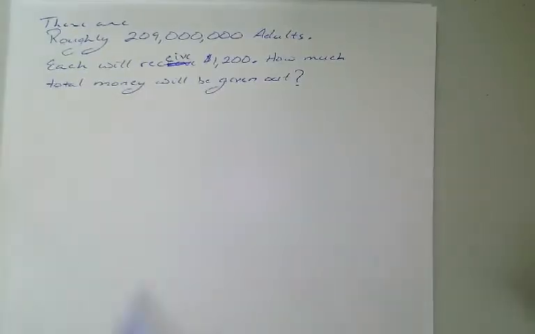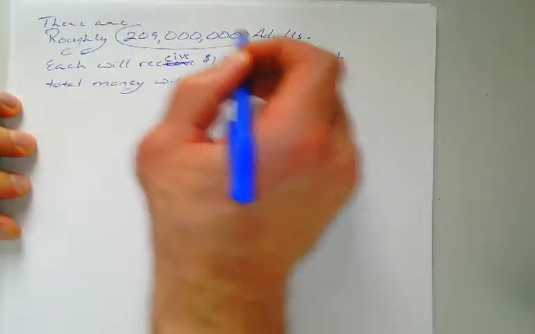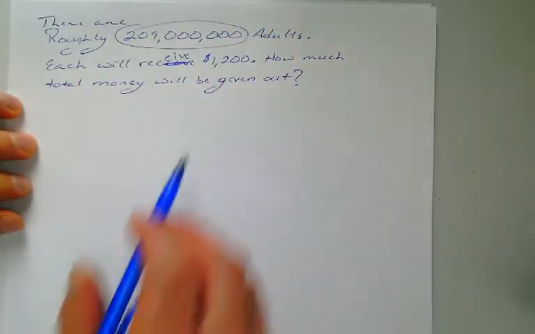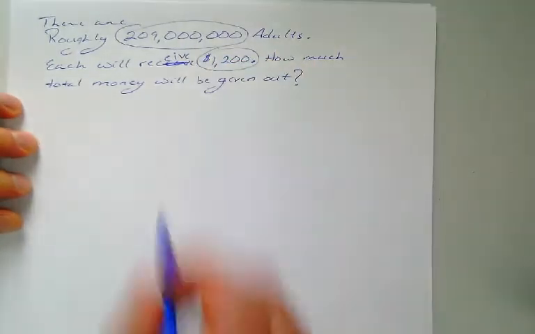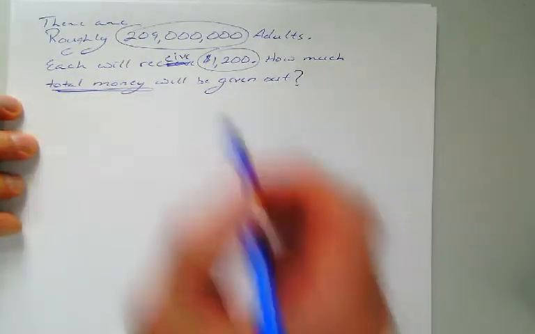Each will receive 1,200. How much total money will be given out? Don't forget, with word problems, I always want you to read them twice, circle important numbers, and underline key words. So I'm going to circle this giant number for adults and the $1,200. It's asking me how much total money will be given out.